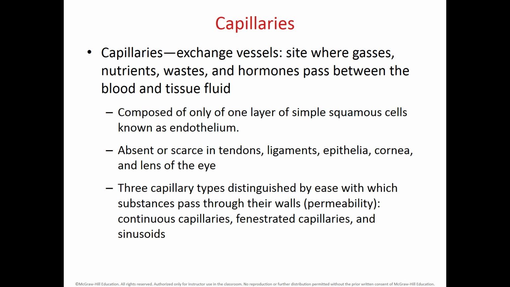The capillary walls are made out of a single layer, the tunica intima, and this single layer again is made of simple squamous epithelium, also known as endothelium. And the capillaries are found everywhere in the body in the capillary beds, with the exception of the tendons, ligaments, epithelia, cornea, cartilage, and lens of the eye.